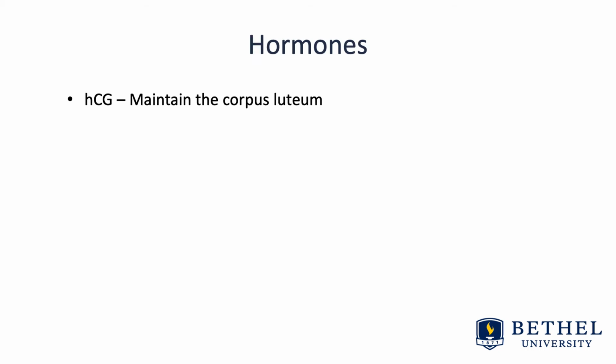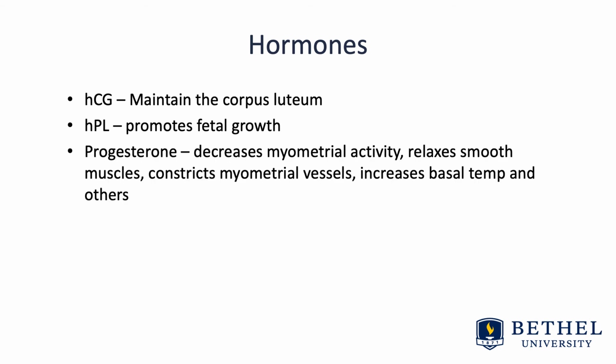And then let's just touch on our hormones a little bit more. So HCG, that's maintaining our corpus luteum for us while our placenta's not ready to be able to do all the hormones on its own. So that's the role of HCG, is to maintain that corpus luteum so it can continue to give off progesterone and support the pregnancy until our placenta's fully up and running. HPL is a huge player in promoting fetal growth. And then we have progesterone.